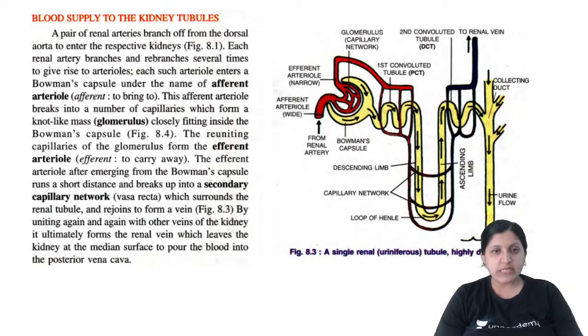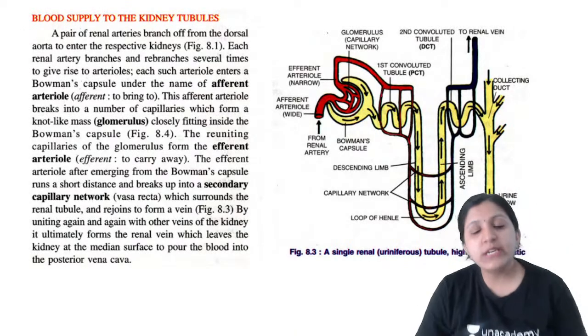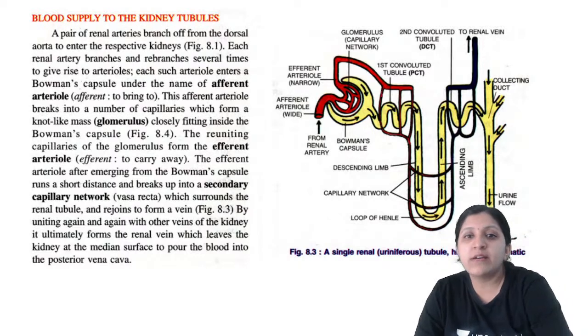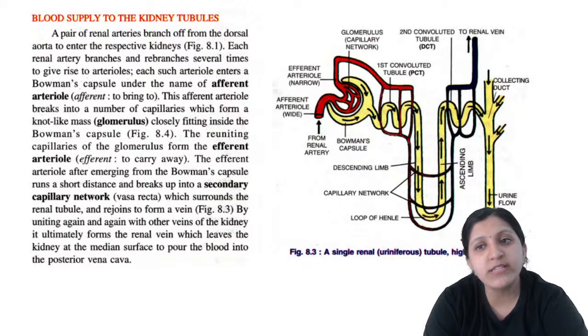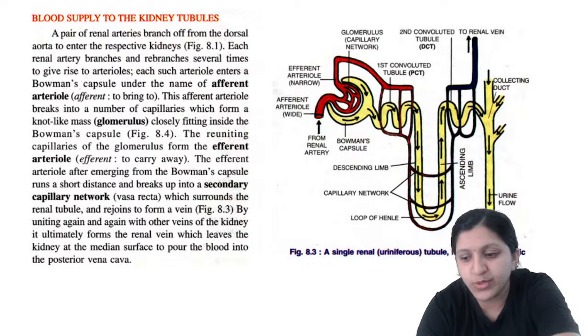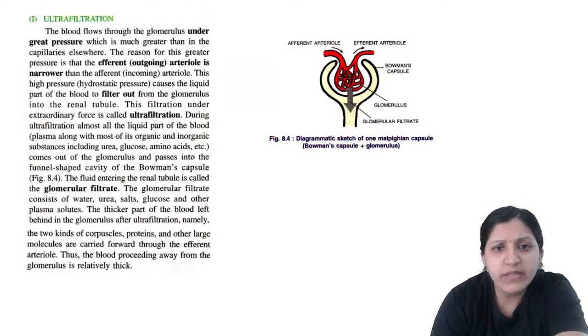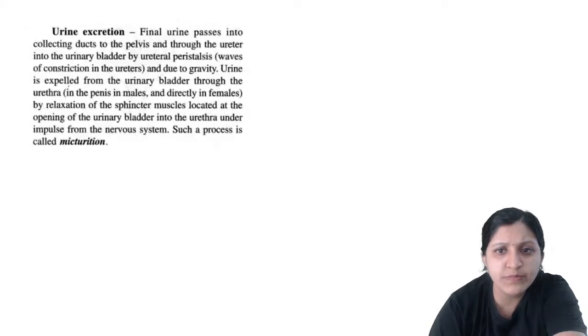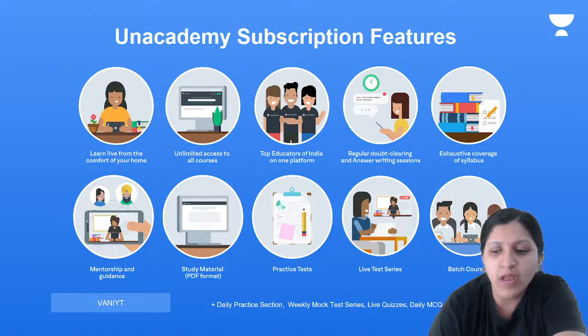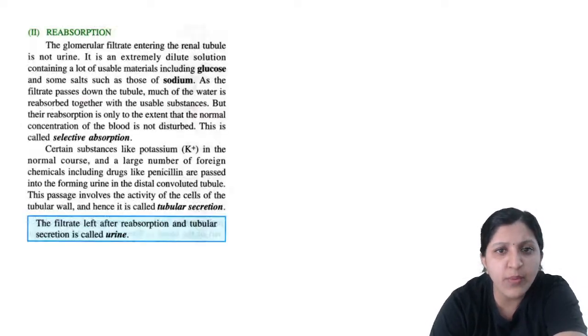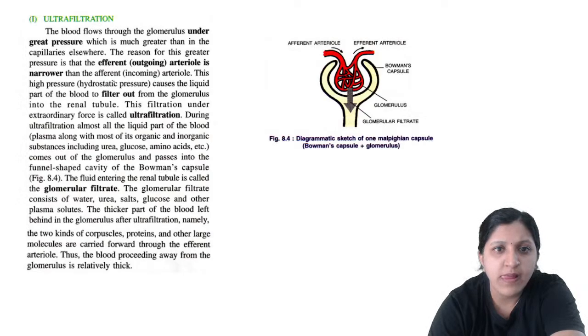Now we will see the blood supply to the kidney tubules. Next class I'll explain about the constituents, and we can check some question answers also if possible. Today's class, anyway, I'll explain this part, and next class we will see the rest.